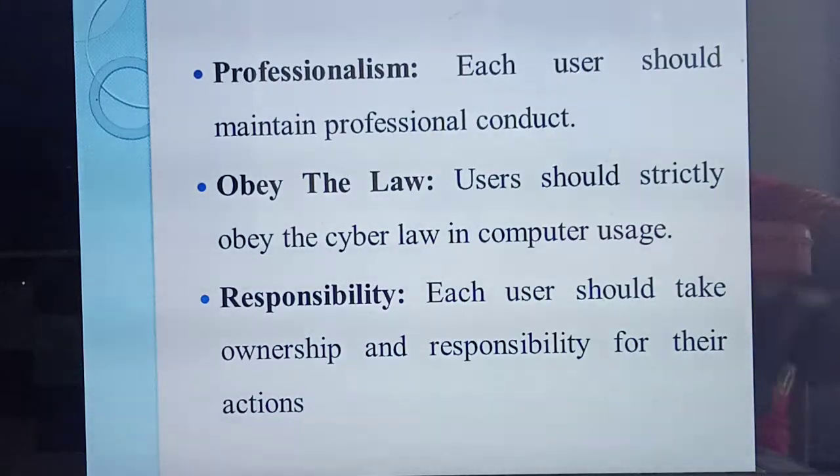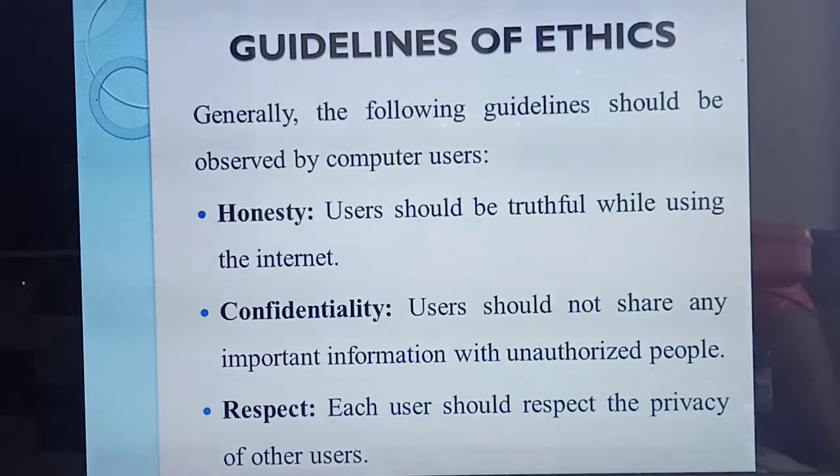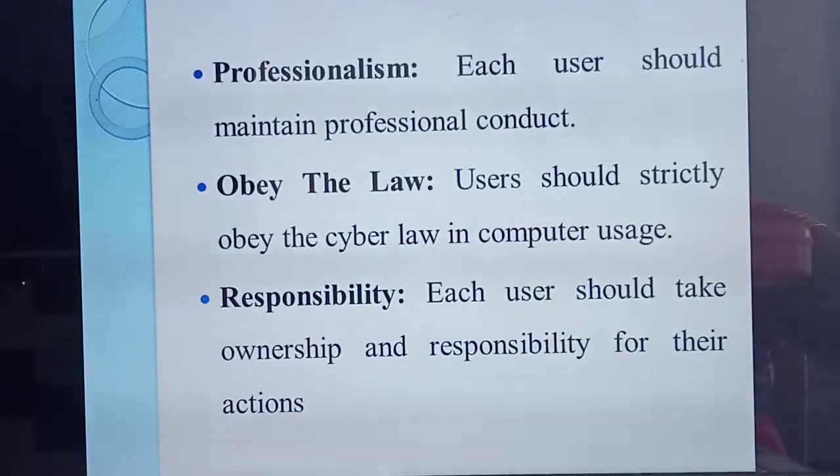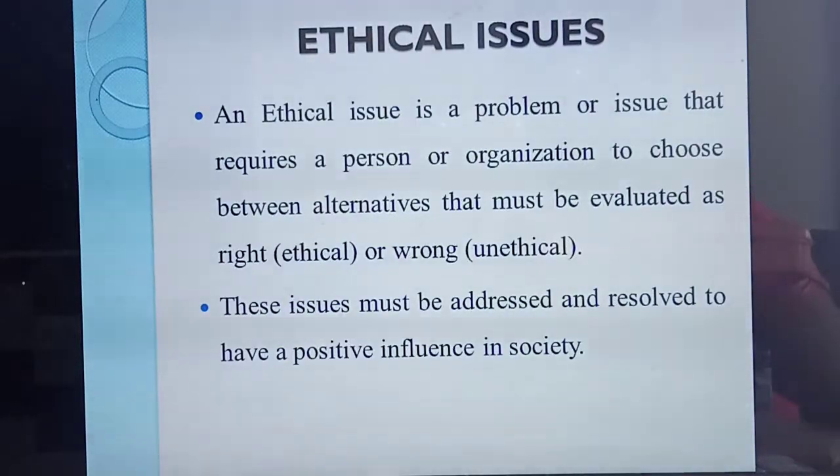So what are the guidelines you have studied in this ethics? Remember them one more time. First one is honesty. What do you mean by honest? You should always be truthful to others. Confidential means you should not share your personal things with unauthorized people. Respect means you should always provide privacy. Next one is professionalism. You should always behave like a professional, that is, educated people. Obey the law: particular laws are there, and you should follow them. Next one is responsibility. You should be responsible for your account. These are the guidelines for which one? Ethics. Okay, so next one is ethical issues.